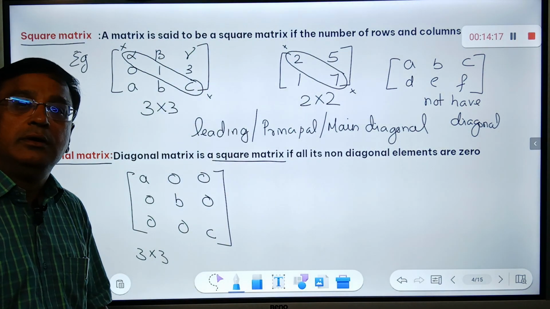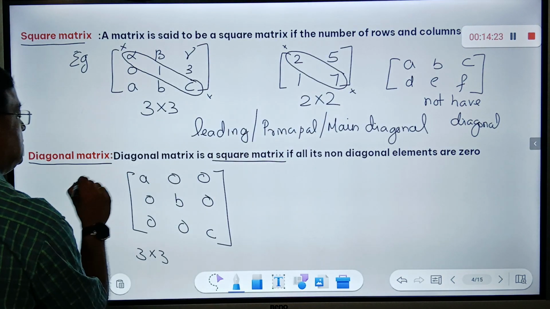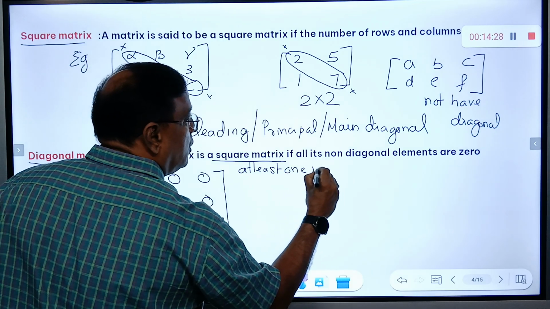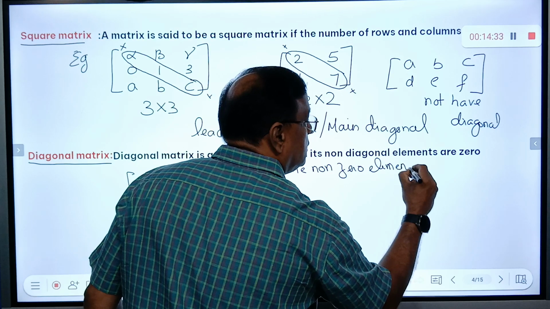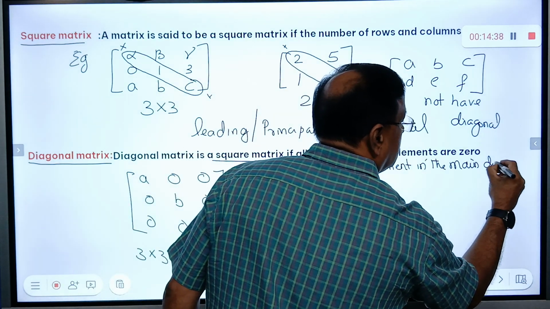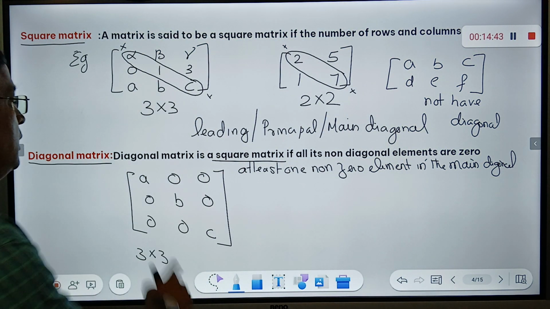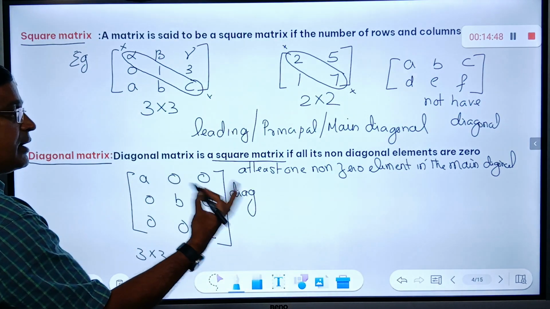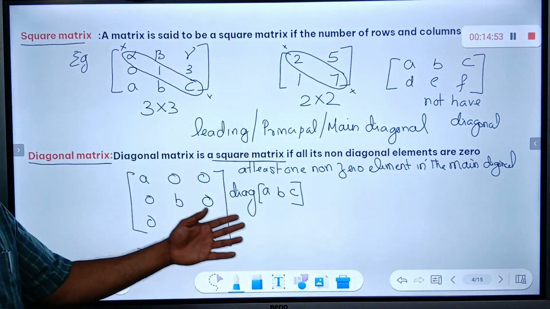Diagonal elements, all elements should not be 0. It should have at least one non-zero element in the main diagonal. Now this can be in short written as diag. Diag means diagonal. A, B, C. That means diagonal elements are A, B, C.